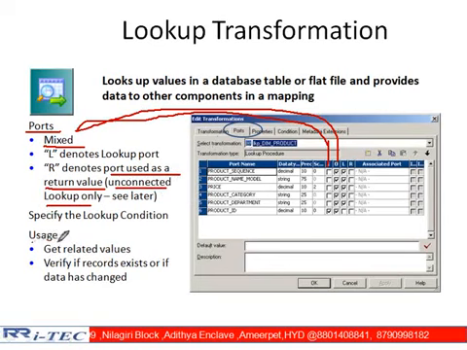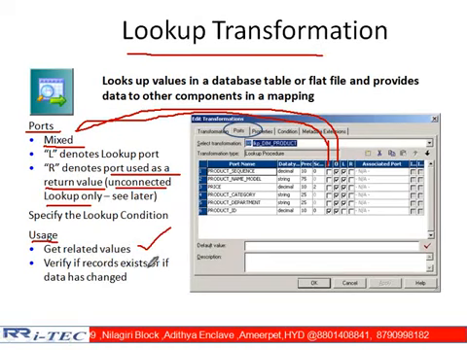Use case. When you are going to use this lookup transformation, very good example, get the related values. Suppose I have the employee number available, but whether that guy is an active employee or not, I am maintaining in some other area. Then I can get that by using a Y or N flag. That's what is called a related value.